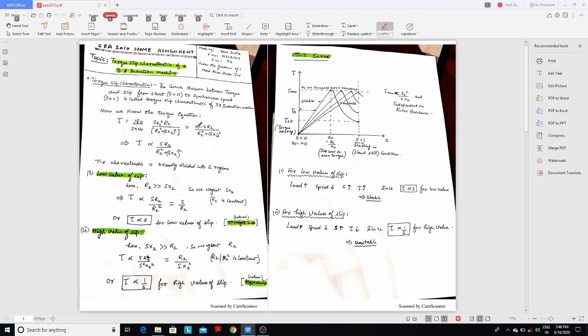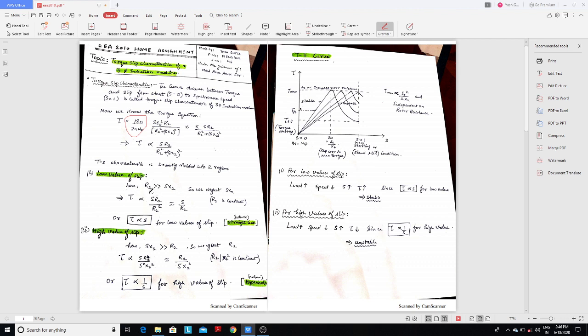As we know, the torque equation is given by 180 upon 2 pi Ns into S E2 square into R2 upon R2 square plus S X2 square. This term is constant, we can write it as K, and we are left with tau proportional to S R2 upon R2 square plus S X2 square. This curve is broadly divided into two regions, lower value of slip and higher value of slip.